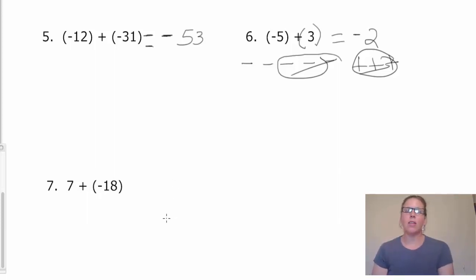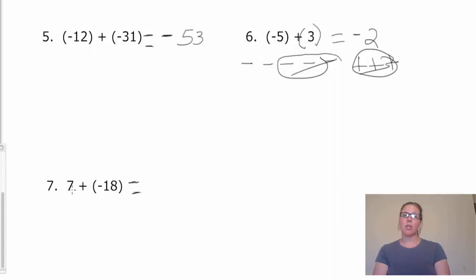This is what I want you to think about. I want you to try to come up with what the rules are. There's 2 of them. So we have 7 plus a negative 18. So we have 1 positive, 1 negative. This is like we're at 7 on the number line, and then we go back 18. So we're really going to subtract.